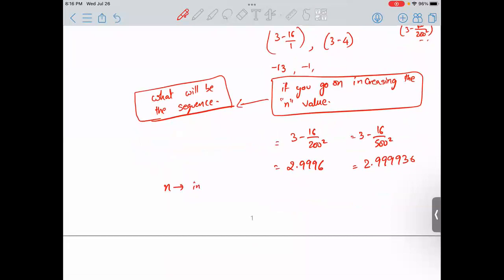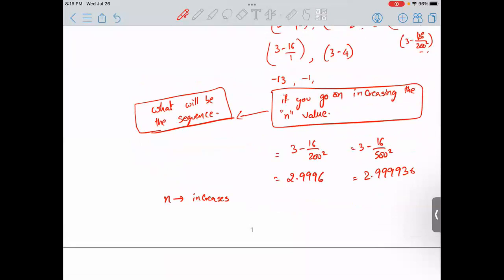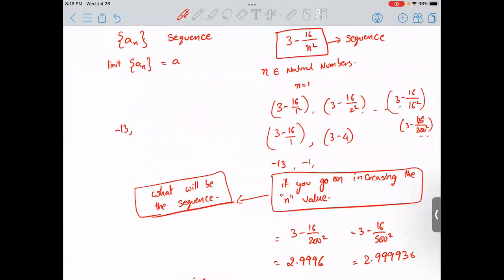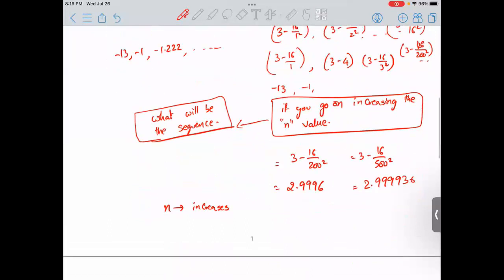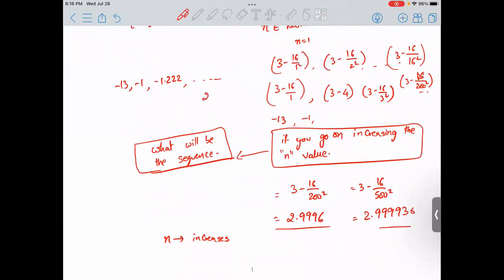As n increases, your sequence, first it started with minus 13, then minus 1, and then if n is 3, 16 by 3 square is 16 by 9, so it is about 1.222. If you go on, what happens at 200 and at 500? At 500 it will become plus 1. Yes, sorry, plus 1 point something.